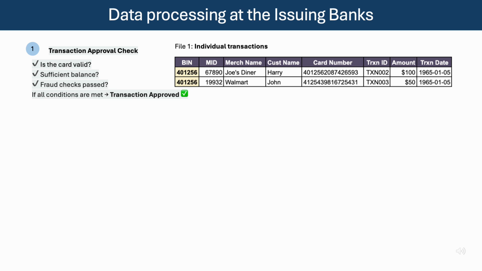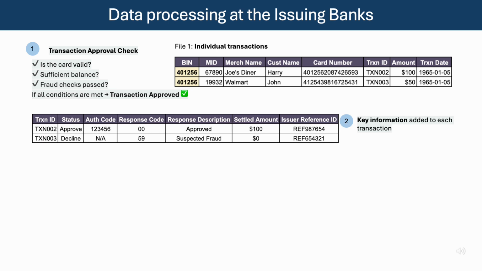Once processed, the issuing bank adds several key fields to each transaction. Let's take a quick look at them. Approval status indicates whether the transaction is approved or declined. Authorization code is a unique code assigned to approved transactions for tracking. Response code is a detailed code, specifying the reason for approval or decline. Response description is a brief explanation, corresponding to the response code. Settled amount is the final amount the issuing bank will send to the acquiring bank, after adjustments. Issuer reference ID is a unique identifier assigned by the issuing bank, for tracking and reconciliation.